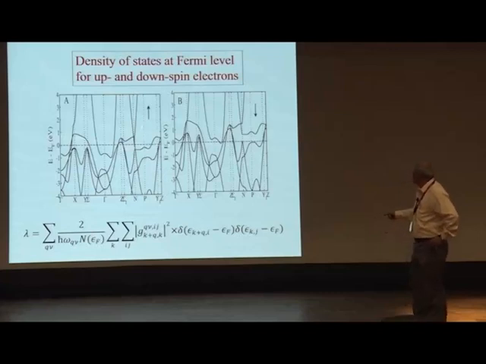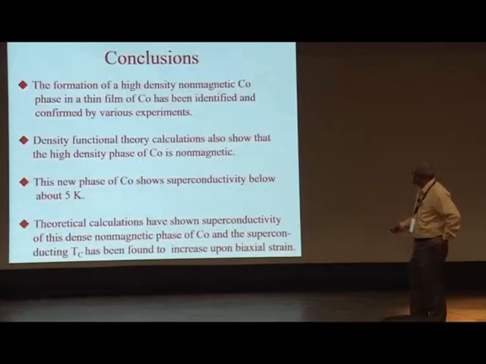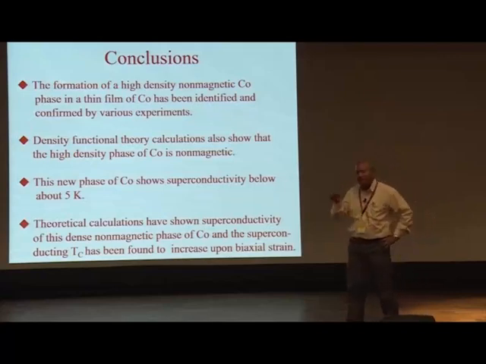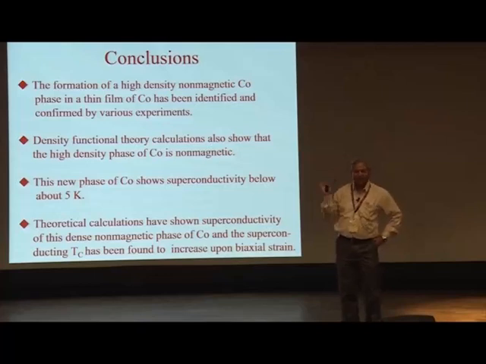This is, of course, the density of states at the Fermi level that goes into the calculation of this electron-phonon coupling constant. To conclude, first we have shown that the high-density non-magnetic phase of cobalt is formed in thin films. We have carried this out with a range of thicknesses, from 4 nanometers to 25 nanometers. In each case, we got the same picture.